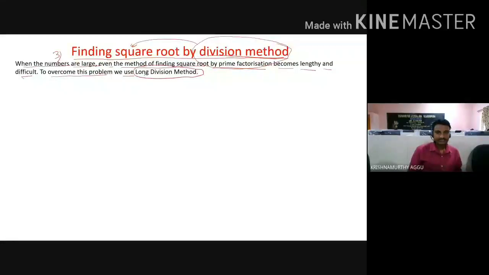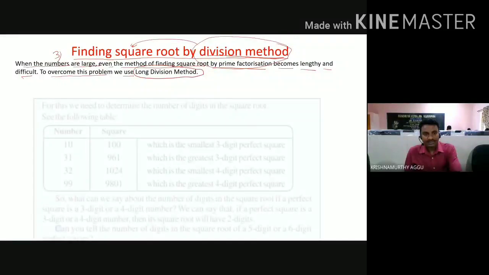Did you understand this one? Yes, sir. This long division method we will discuss in the exercise, first question. There only I will explain very clearly. Next, some more concepts you are going to learn.